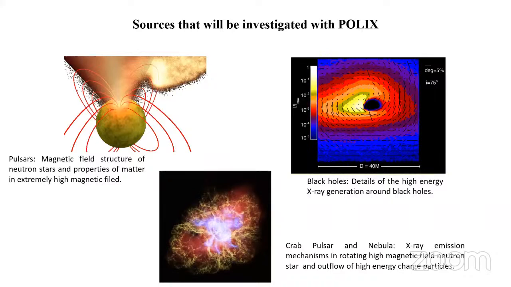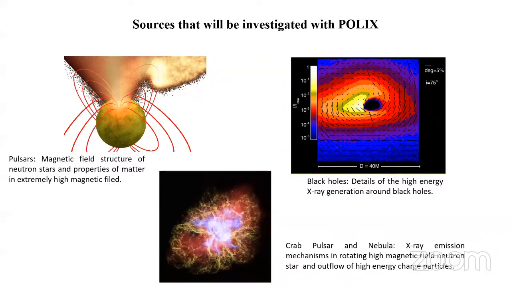Since X-rays come out from such a strong magnetic field, which is around 10 power 12 Gauss, they will be polarized. So we want to study the polarization, which will help us study the magnetic field structure of these neutron stars and the properties of matter in extremely high magnetic field.